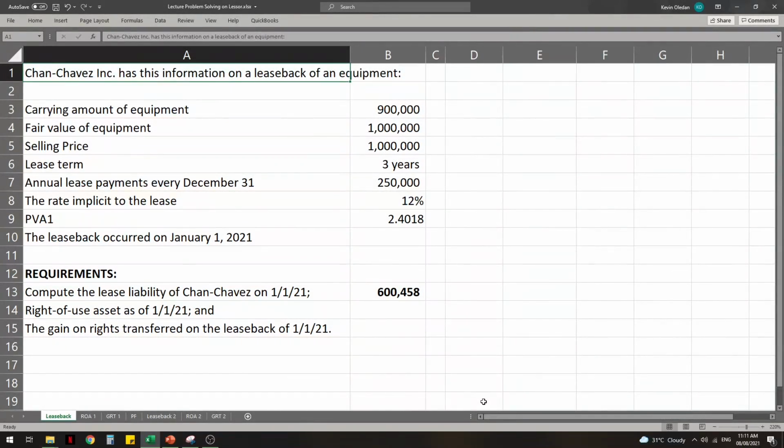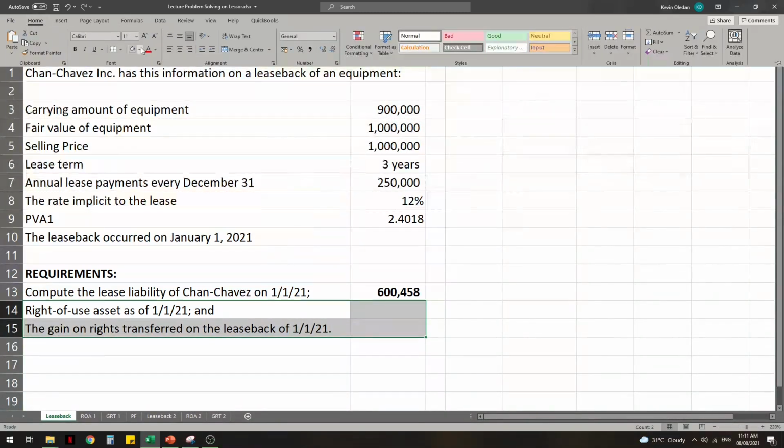Okay guys, here we are now, problems about sale and leaseback. We start off with an illustrative problem first before we go to your handout. And right off the bat, let me remind you that the only difference between an ordinary lease and a leaseback transaction in terms of accounting is the computation of your right of use asset and the gain on rights transferred. Between lessor and lessee, sa lessee side lang po merong difference. Lessor will still account for a leaseback in the same manner as he accounts for an ordinary lease.